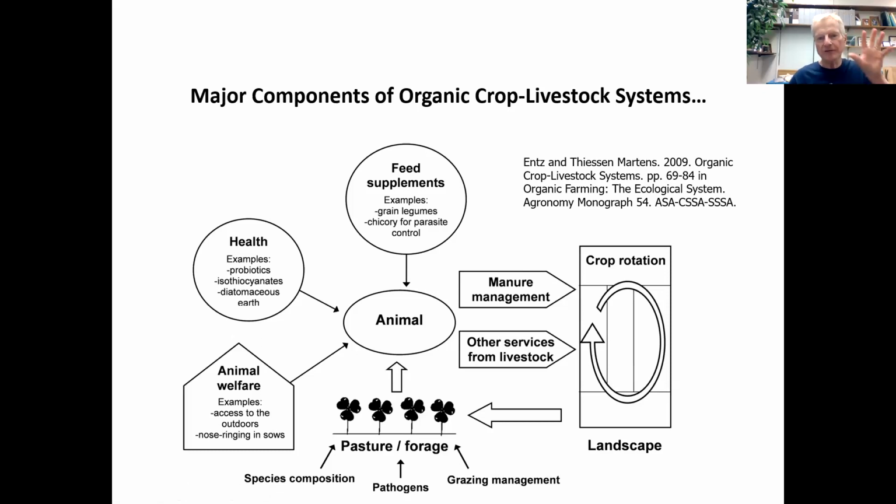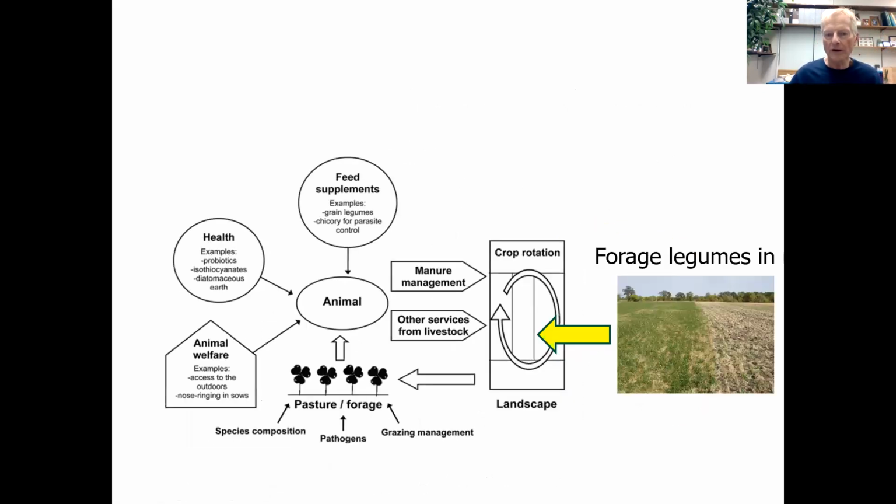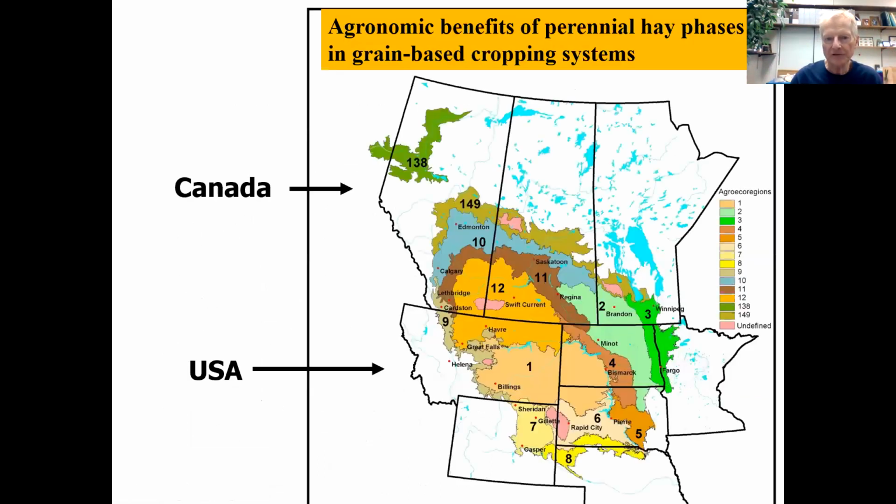Okay, so that's sort of the crop livestock ecosystem. Now let's focus on the crop rotation part of it. One of the standbys in organic crop livestock production is to include a forage legume in the rotation. And this next slide shows all of the field sites where there's either an ongoing study or there has been long-term studies looking at the role of forages in grain-based cropping systems.